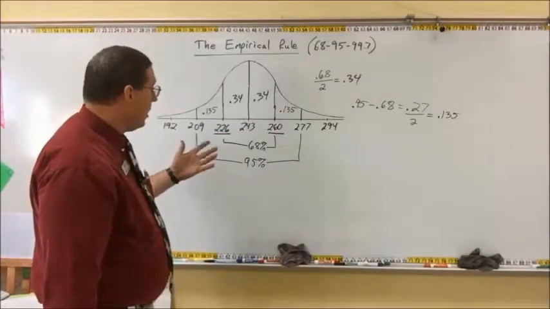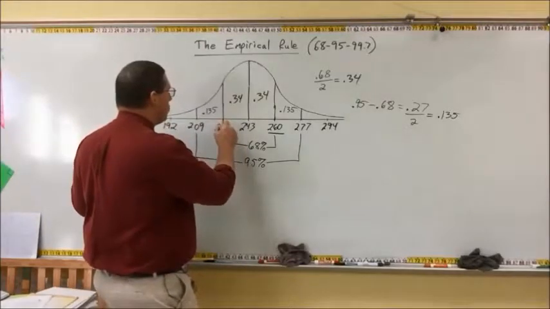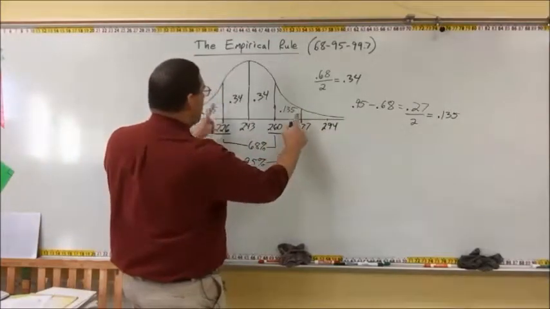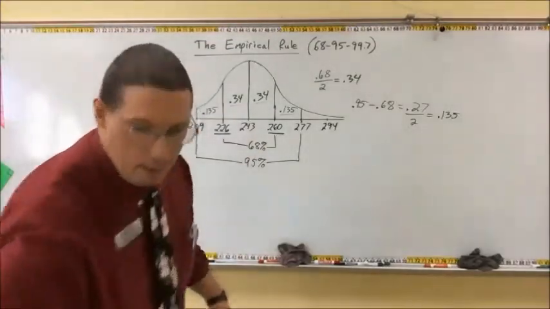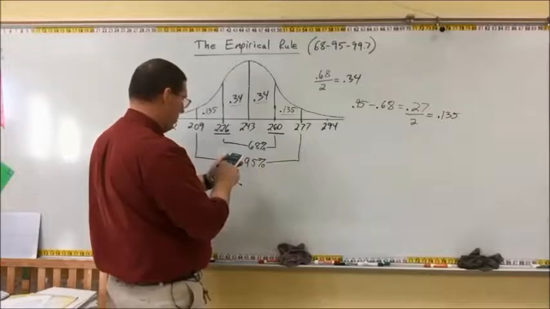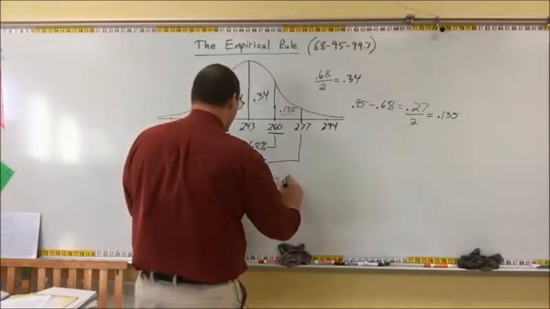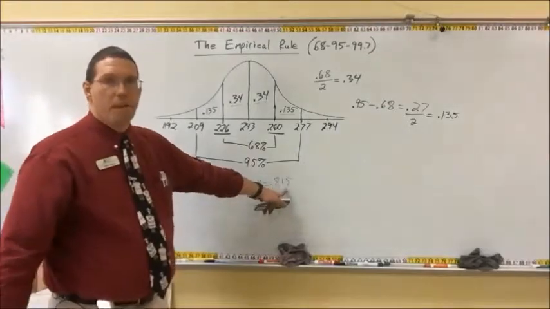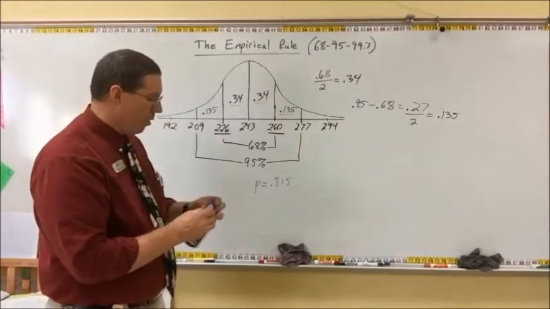Now, if we were to ask what proportion of the observations are between 226 and 277, all we have to do is add up the regions in between those numbers. Add this and this and this. So in a calculator, we would add up 0.34 plus 0.34 plus 0.135, and it would give us 0.815. So from here over to here, 0.815 of all the observations, or 81.5% of all observations, are between 226 and 277. Okay? All right, let's do the last part of the empirical rule.